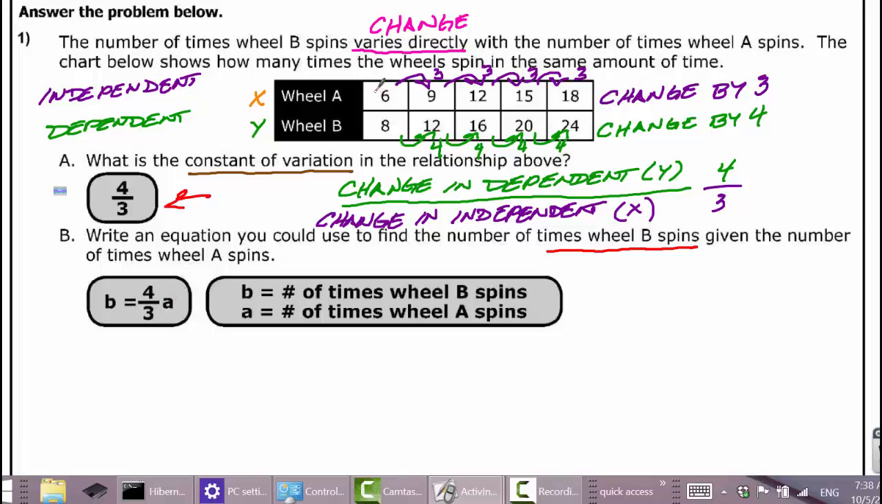So if you multiplied 6 times 4/3, think of it as 6 over 1, and I can simplify. 3 goes into 6 twice, 3 goes into 3 once. 2 times 4 is 8, 1 times 1 is 1, that's 8, and there's the 8 right up here on top. This would be true of any of these. 18 times 4/3 will give you 24. So each time A spins, multiply it by 4/3, you get B.